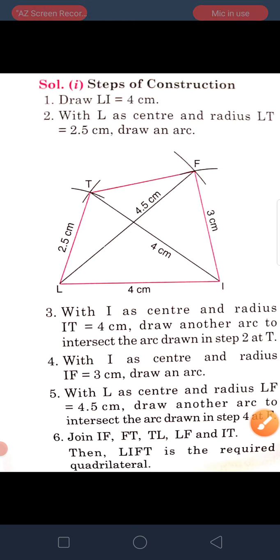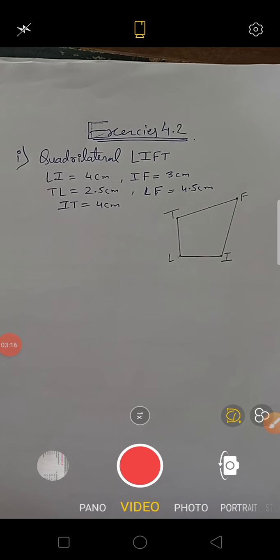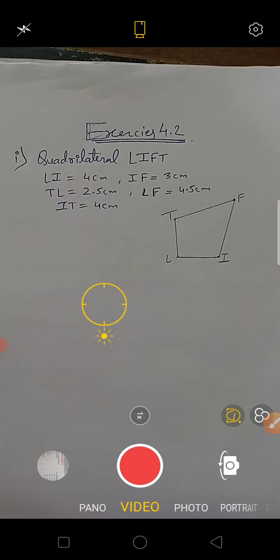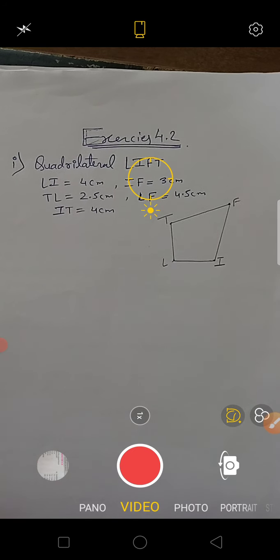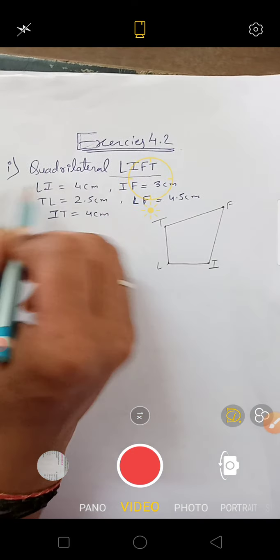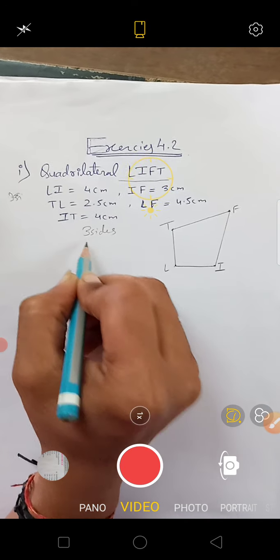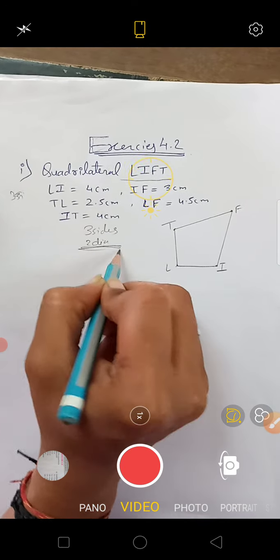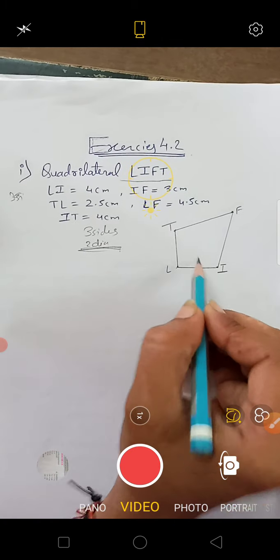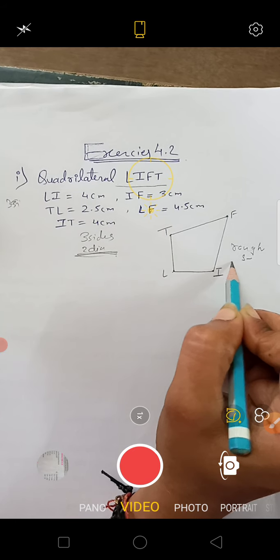So here practically I explain the solution of exercise 4.2, first question, quadrilateral LIFT. Using these 5 values, 3 sides and 2 diagonals, we construct this LIFT, and here I plot a rough sketch. So here it is given.